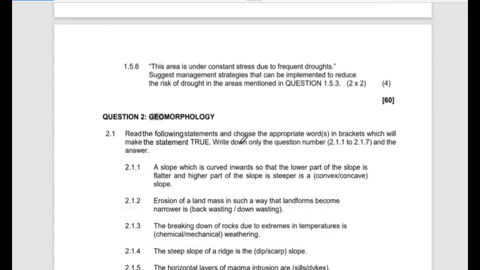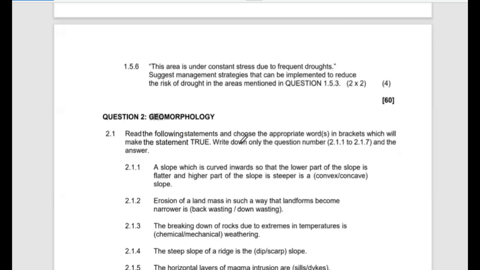Then our last question, this area is under constant stress due to frequent droughts. Suggest management strategies that can be implemented to reduce the risk of drought in the areas mentioned. You are supposed to think outside the box. You don't need to think from the textbook. Find responses that can counter drought. What can we do to counter the effect of drought? We are saying there is limited rainfall. There's less than average amount of rainfall received in the area. What can we do to counter that effect of having less rainfall?